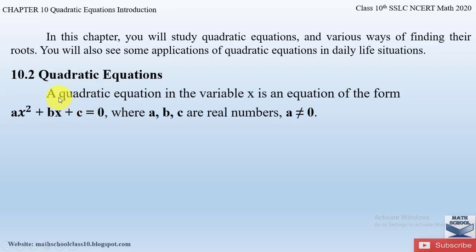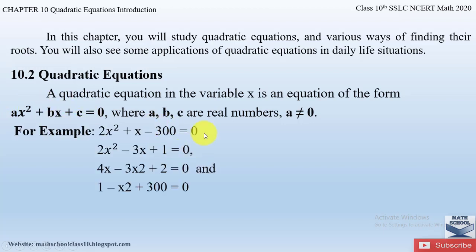What is a quadratic equation? First of all, let us see that. A quadratic equation in the variable x is an equation of the form ax square plus bx plus c is equal to 0, where the coefficients a, b and c are the real numbers and a is never equal to 0. So this is the quadratic equation.